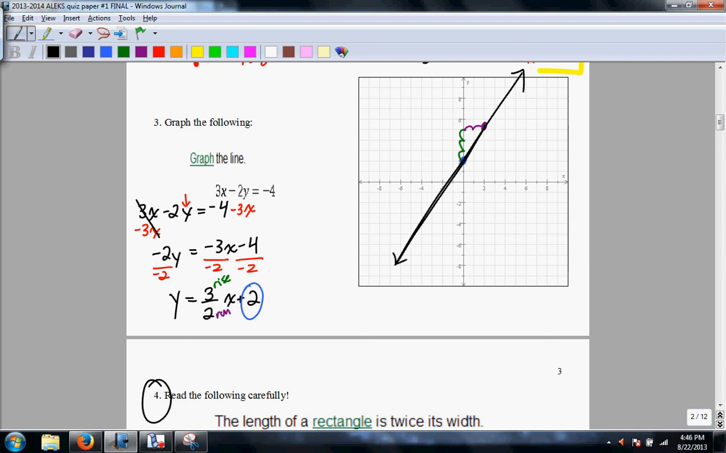Now, if I want to use intercepts, let's do this. Bring the equation up here. We have 3x minus 2y equals negative 4. Go ahead and let's make our intercept template. 0 blank, and then blank 0.